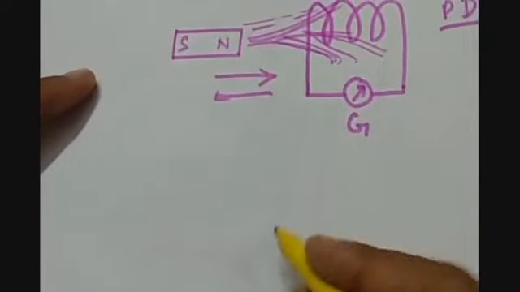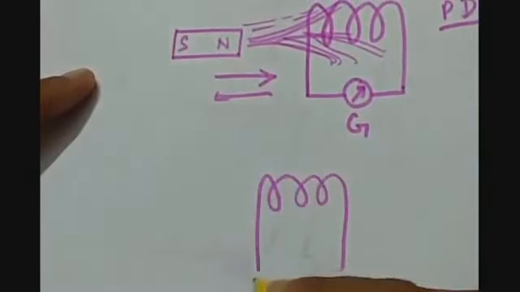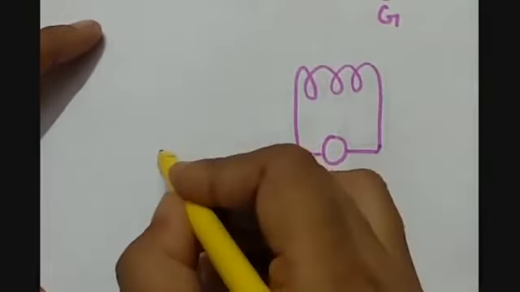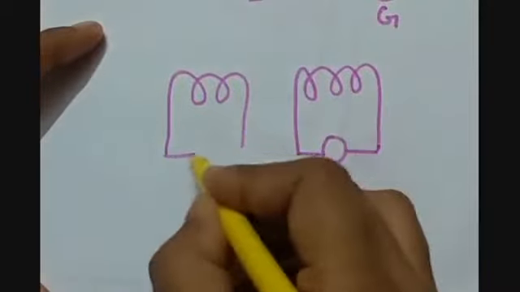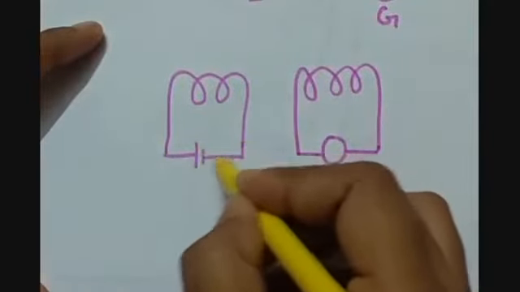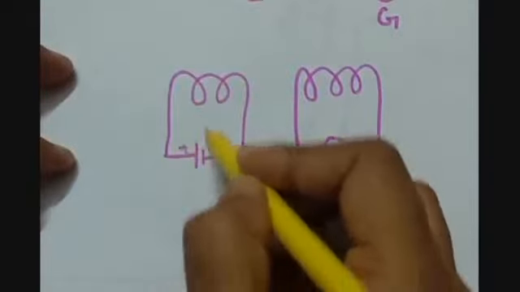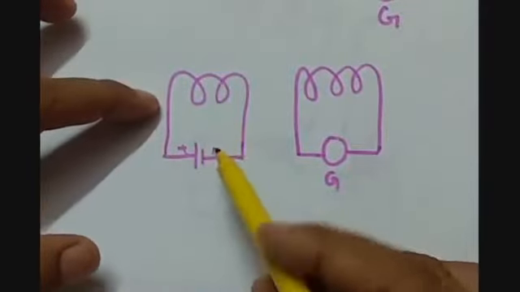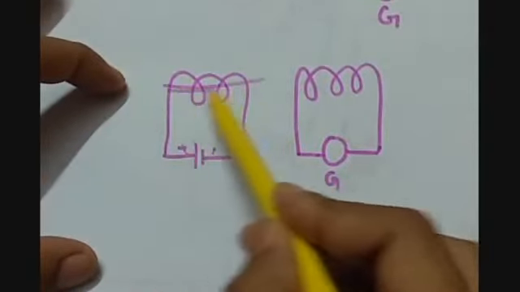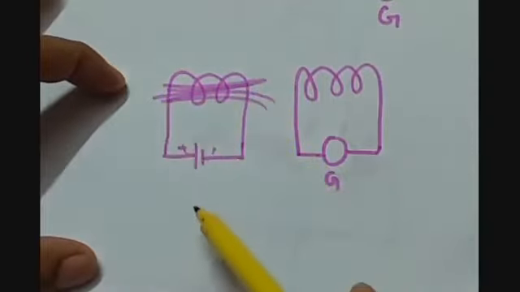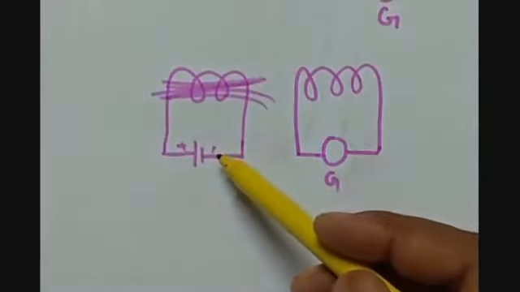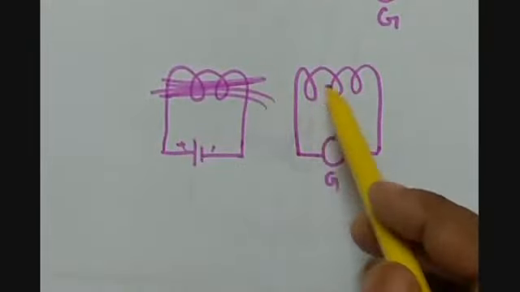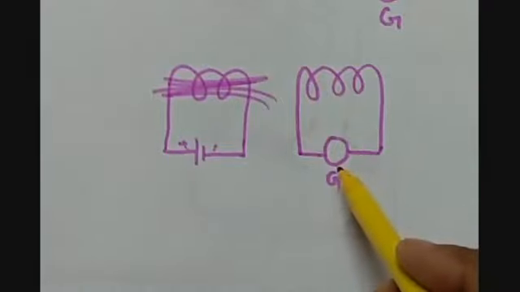The second thing that can happen is that we have a closed coil which has a galvanometer attached to it. Then we keep another coil which has battery connections, or which has current flowing in it. So in this coil the current is flowing. That means a magnetic field will be generated in this coil, as it is now acting as a solenoid. And that magnetic field will also pass through the second coil in which we want to induce the current.